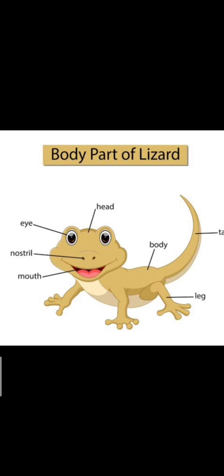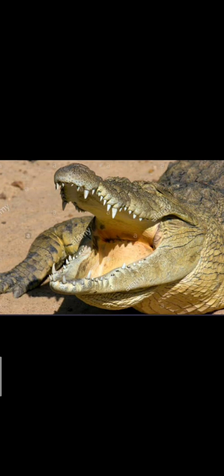Next characteristic is the body is divided into head, neck, trunk, and tail. As you can see in this picture, the body is divided into 4 parts. Next, teeth are present in the jaws of all reptiles. This is a picture of a crocodile, and crocodile is a reptile. Teeth are present in the jaws of all reptiles except tortoise and turtle. Tortoise and turtle also belong to class Reptilia, but they do not have teeth in the jaws.